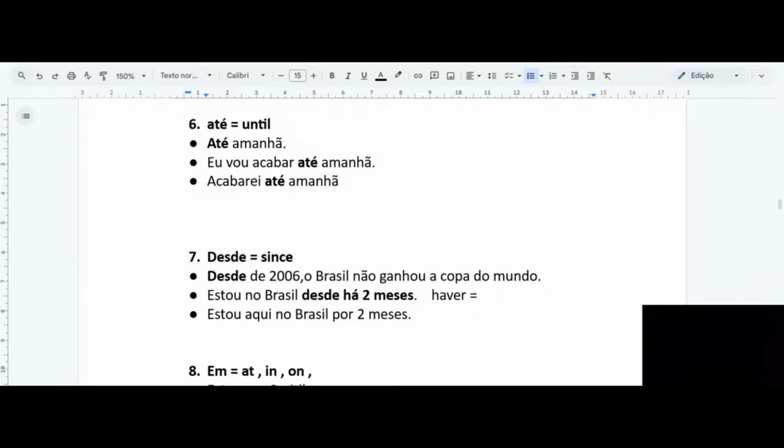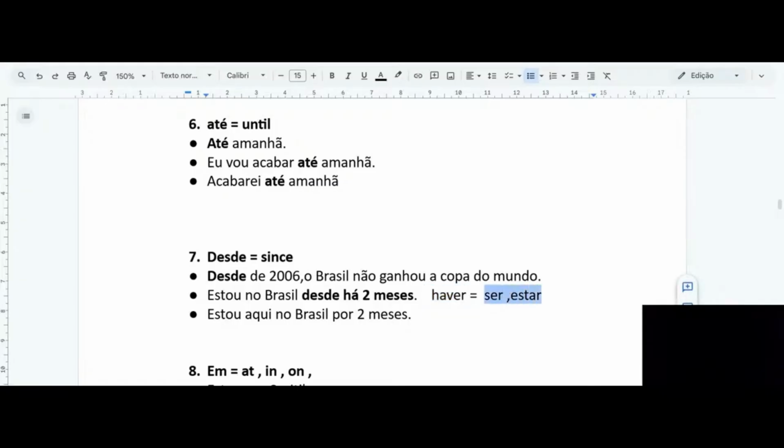Take notes. It is not verbal to be. Sometimes it is like verbal to be, but it is not verbal to be. Verbal to be is ser and estar. But this one, the haver, is also like a verbal to be, but in a different way.